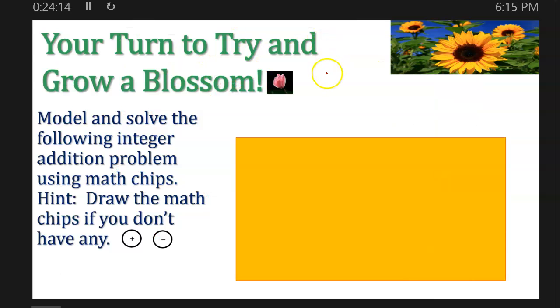All right, let's try to grow a blossom. So first, model and solve the following integer addition problems using math chips. Now, if you don't have math chips, you can substitute by drawing circles. So I've given you some examples here. You can make a positive circle look like this, and then a negative circle look like that. So you can still use math chips in a way by drawing them yourself. So just pretend the positive one is yellow and the negative one is red, if that helps you.